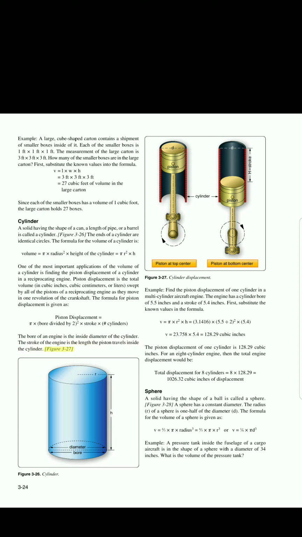Figure 3-27. D. Piston. H equals stroke. Cylinder. Piston. Piston at top center, piston at bottom center. R. H. Diameter bore. Figure 3-27.